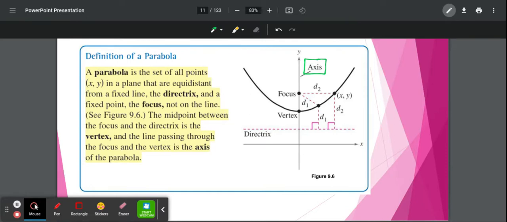And your focus is always inside your parabola. Your vertex is always that maximum or minimum. And this distance from the focus to the vertex, that distance is p. And the distance from the vertex to the directrix is also that same distance as the vertex to the focus.